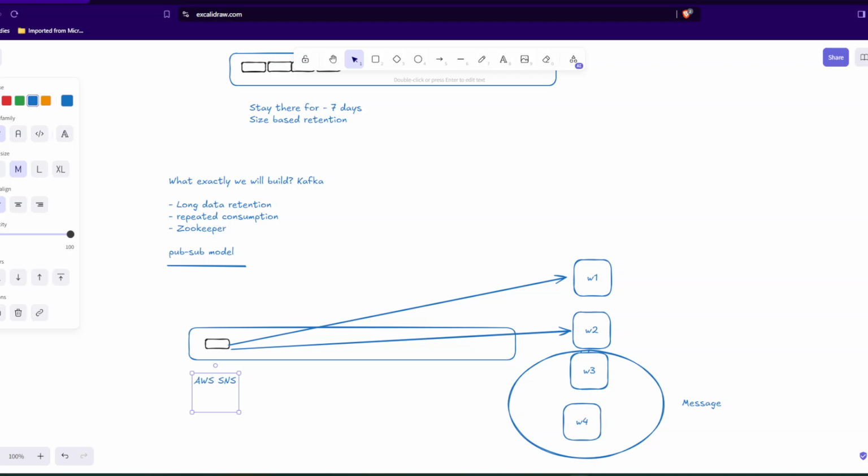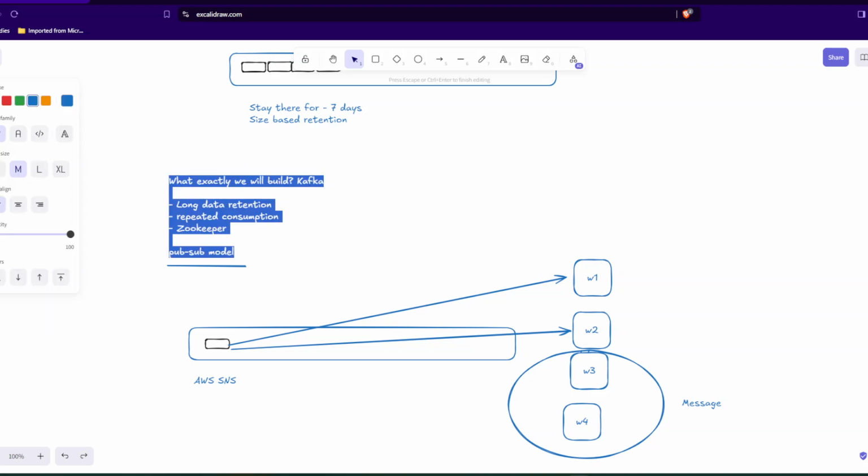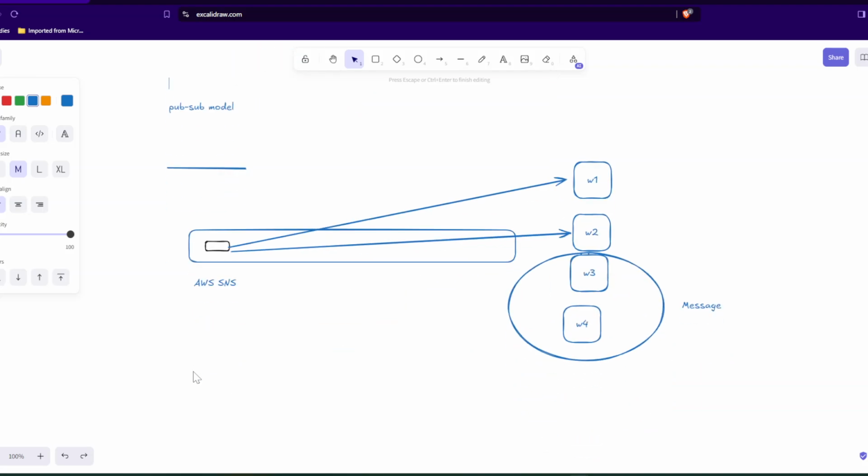For HTTPS endpoints, I should mention that SNS tries to deliver a few times with a certain exponential backoff, but for other things like email and SMS, there are no retries at all. So as we are going to design our own Kafka, in our Kafka we have written all these things, right?